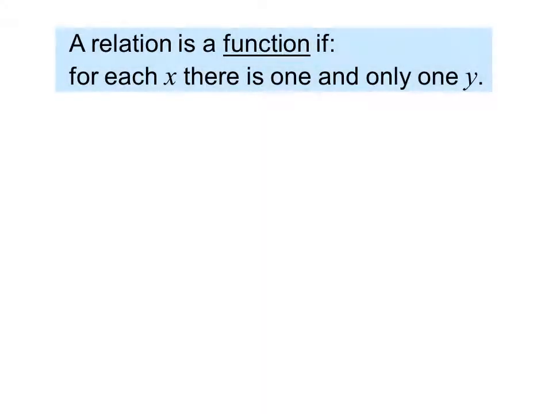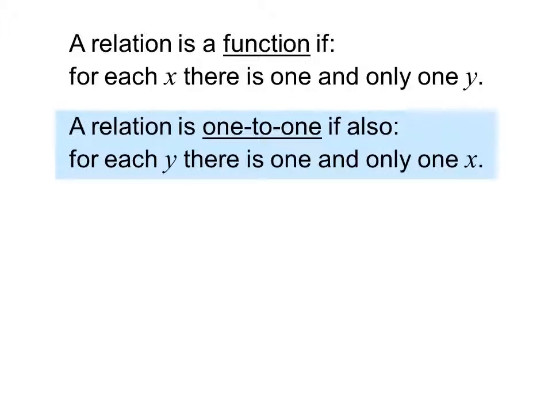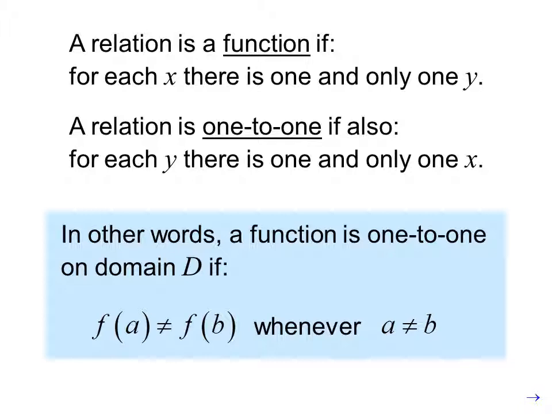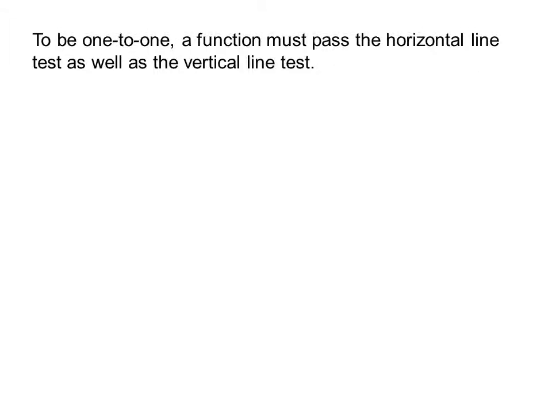A relation is a function if, for each x, there is one and only one y. A relation is 1 to 1 if also, for each y, there is one and only one x. In other words, a function is 1 to 1 on domain D if f of a cannot equal f of b whenever a cannot equal b. To be 1 to 1, a function must pass the horizontal line test as well as the vertical line test.